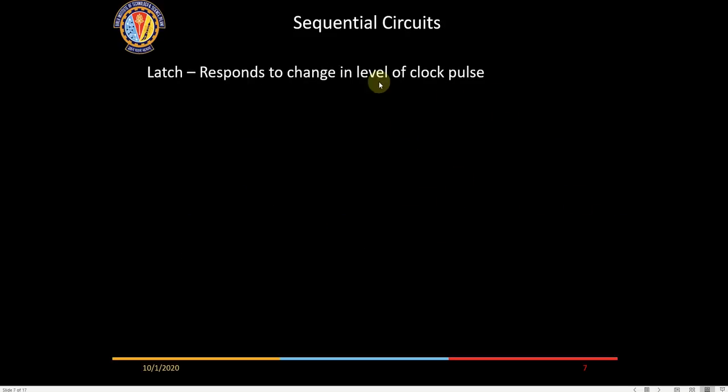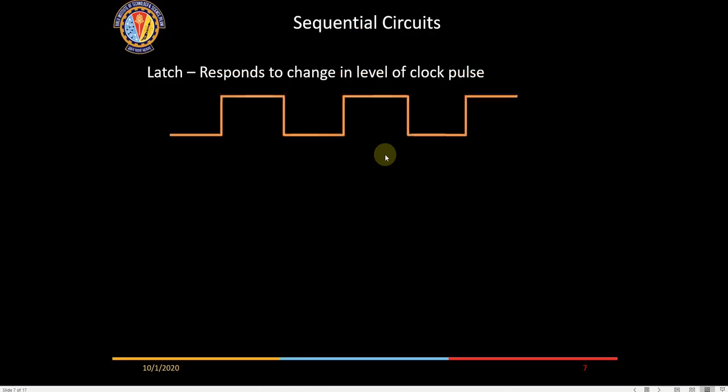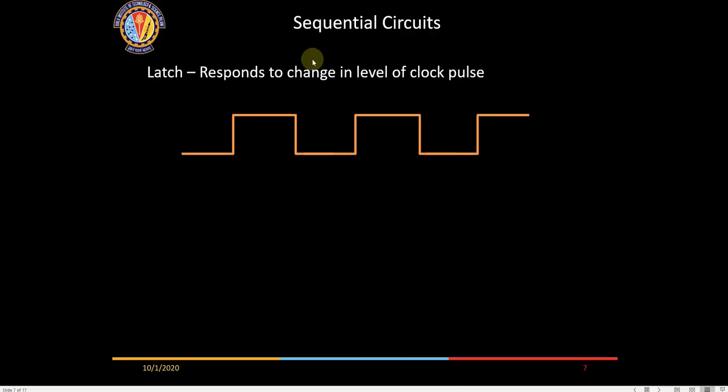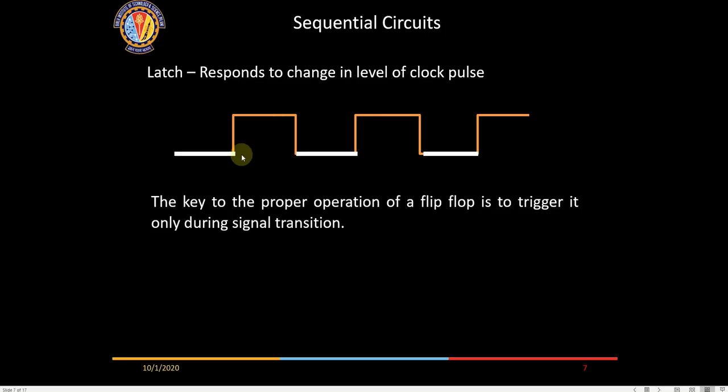Now sequential circuits. Now you have the latch. What is the difference? A latch responds to a change in the level of the clock pulse. Whenever the input is high, or whenever the input is low, during that period whatever change in the input gets reflected in the output. Whenever the input and the enable are high, any change in the input directly gets reflected at the output.